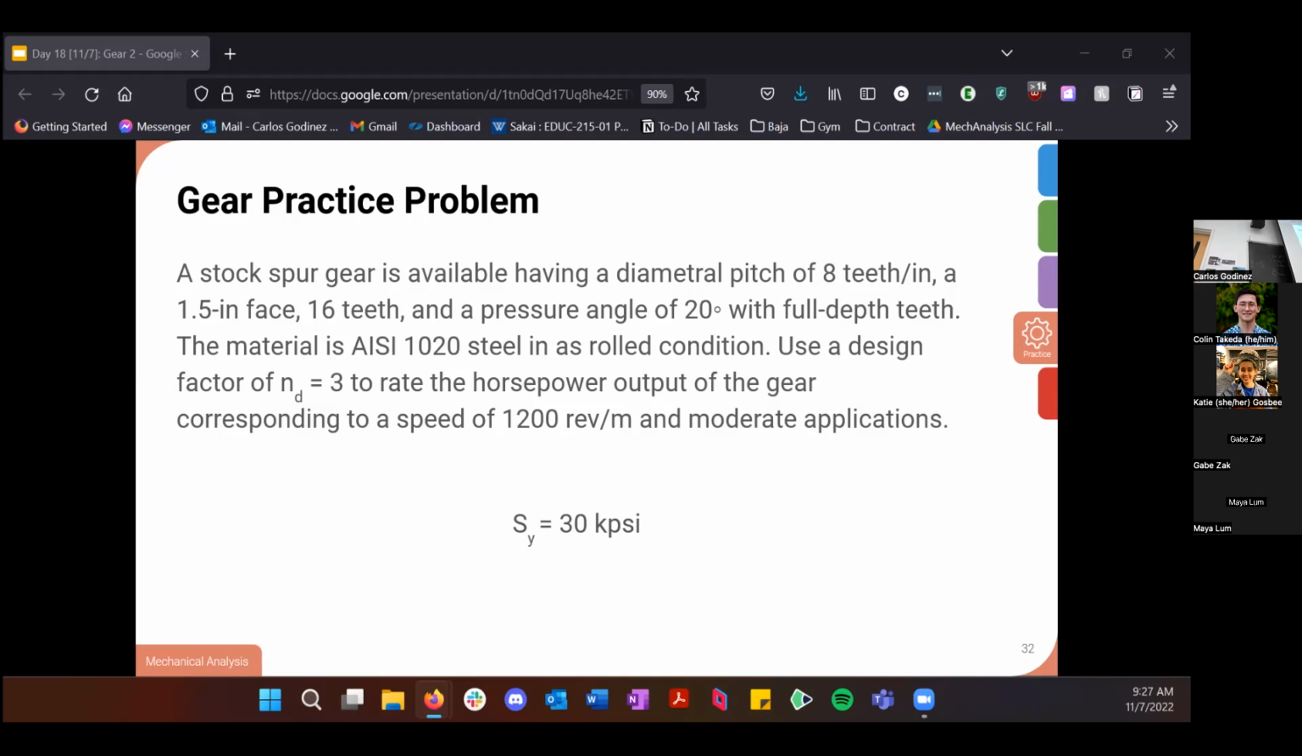Basically, the yield stress here is 30 kPSI. Remember, I want to use the same factor of 3, so 10 kPSI is our allowable bending stress. Now back to this equation over here. Our allowable bending stress is 10 kPSI. This is the PSI, so change that up. Then we can calculate: we have our dynamic factor, we have the actual pitch.